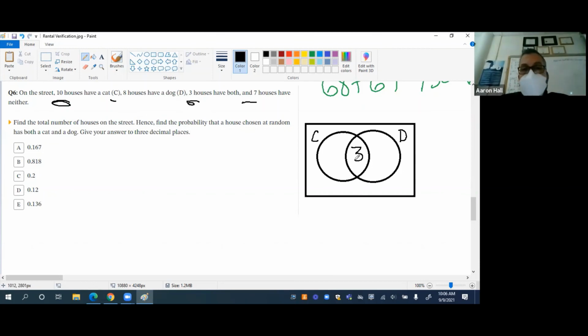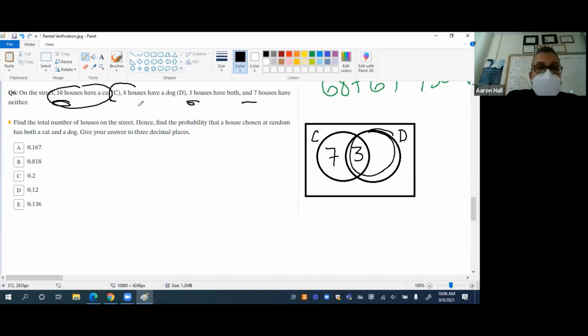So what has to go here? 7. Yeah, we have 10 houses with cats, so this has to be 7, because 7 plus 3 is 10. Now for dogs, 8 houses have dogs, so all of this has to be 8, and we already have 3. So what has to go here? 5. I'm going to write a 5 right here.